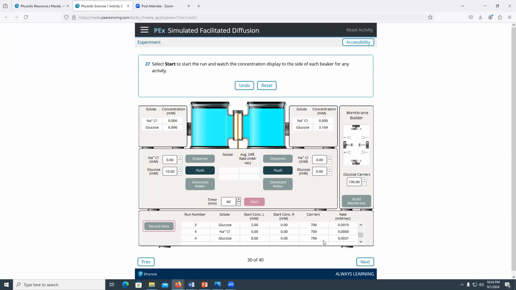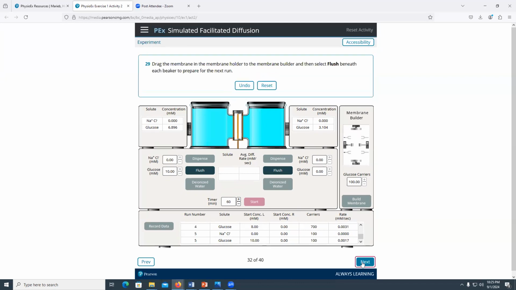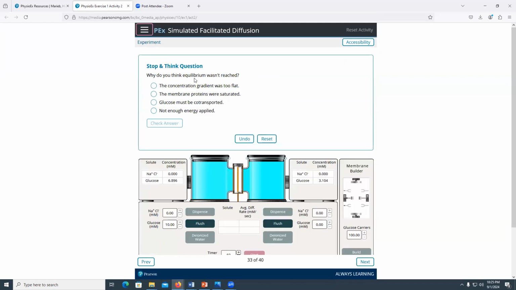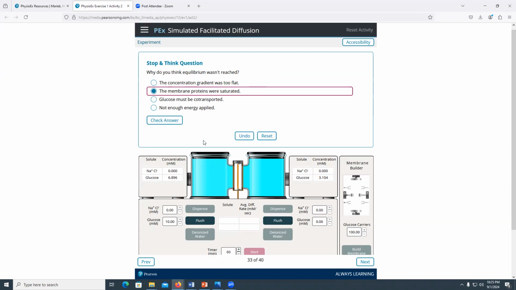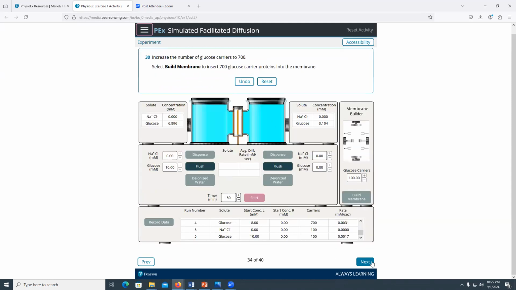Let's record that data. You see glucose, and it shows you that the rate was so slow, but the reaction did not go to completion. Why do you think equilibrium wasn't reached? Because the membrane proteins were saturated. Transport maximum, Tmax, has been reached.